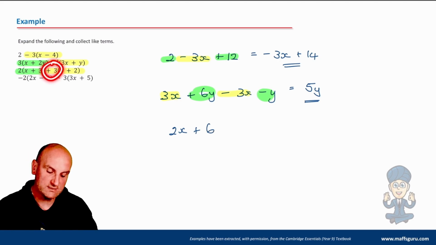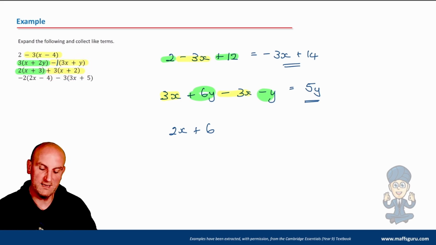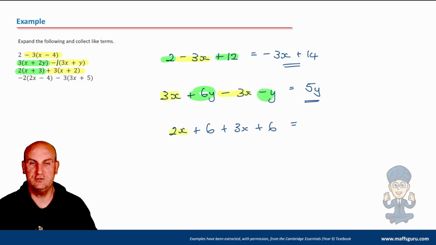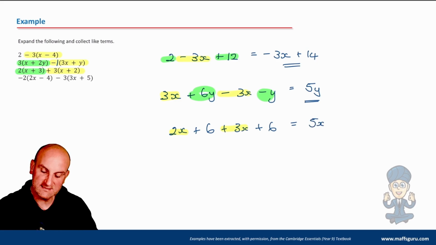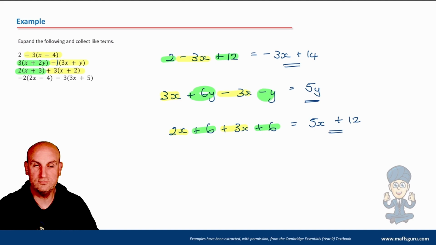All right, what's the next one? I've got plus 3 times x and plus 3 times plus 2. Right, so plus 3 times x is plus 3x, and plus 3 times plus 2 is going to give me plus 6. Right, let's collect like terms. Have we got any other x terms? Well, there's a 2x and a plus 3x. That's going to give me 5x. And what have I got next? Right, I've got a plus 6 and another plus 6. 6 plus 6 is going to give me plus 12.